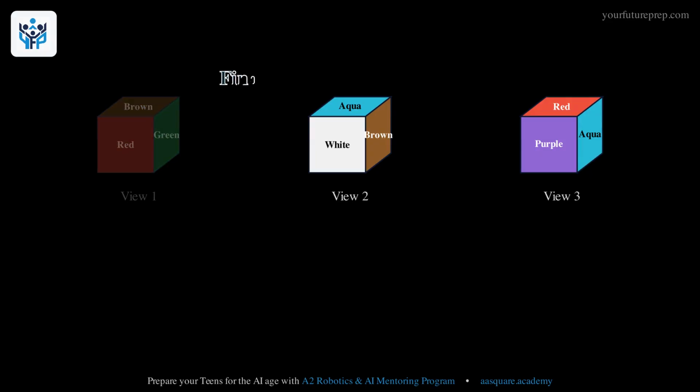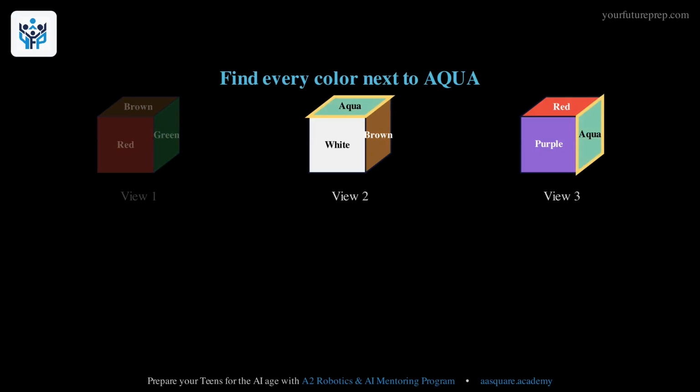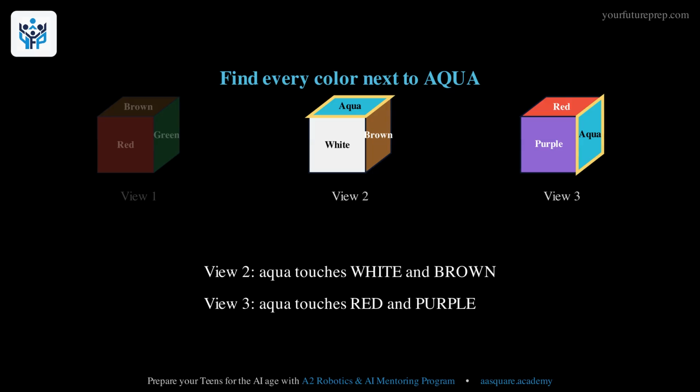Here is the key idea. 2 faces that appear together in one view must be next to each other on the cube. So find every color that is adjacent to aqua. Look at view 2. Aqua is on top, so it touches white in front and brown on the right.